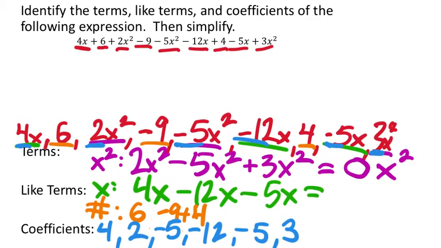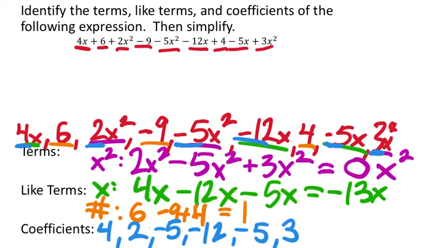Next up, I got 4x's, then I got negative 12x's, and then negative 5x's. Well, when I combine those, 4 and negative 12, that'd be negative 8x's, and then another negative 5, that'd be negative 13x's. So that ends up being negative 13x's when I combine them. And then finally, all of my constants, that'd be 6 minus 9, which is negative 3, and then plus 4, that'd be 1.